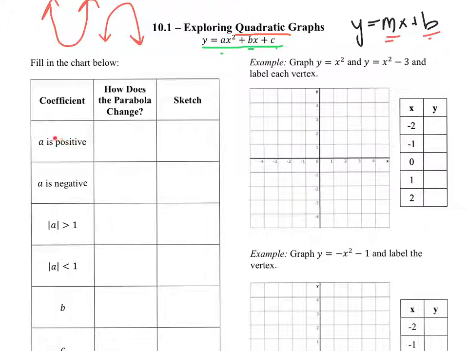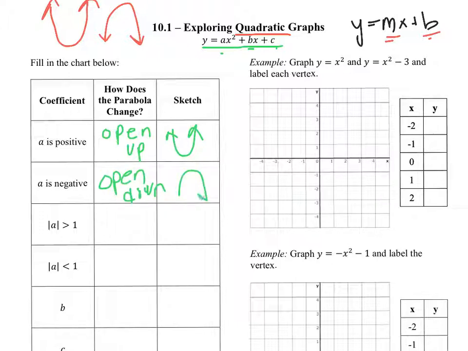The first thing to notice is ax squared, so a is the coefficient of x squared. If a is positive, the parabola is going to open up. If the leading coefficient of x squared is positive, it's going to open up, so it looks like this. And if a is negative, it's going to open down, and it's going to make an upside down U.